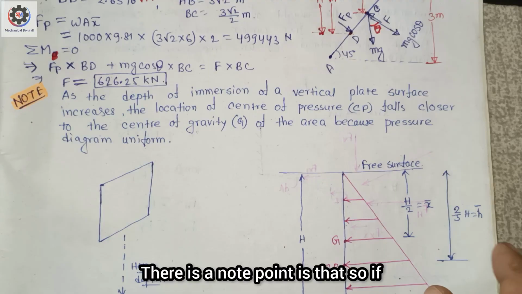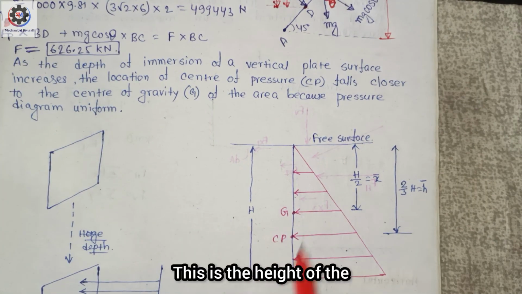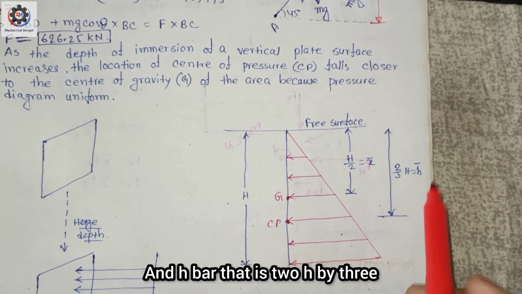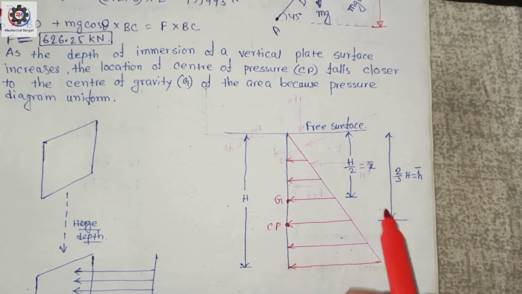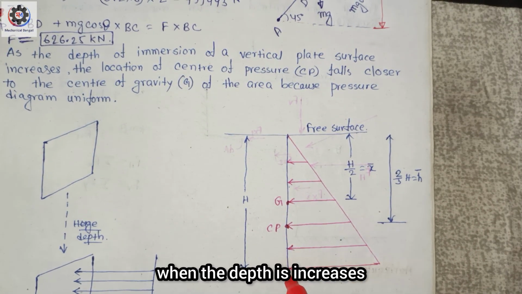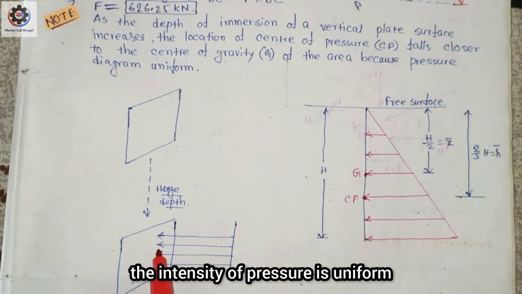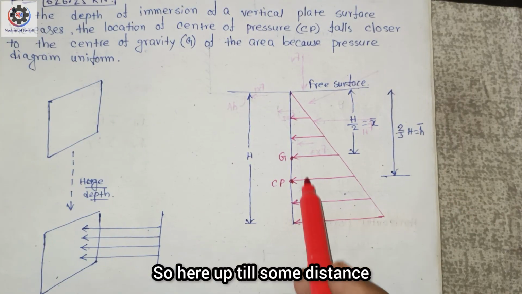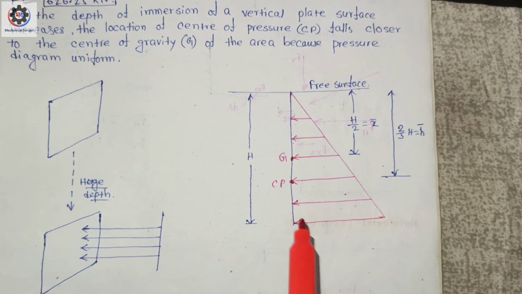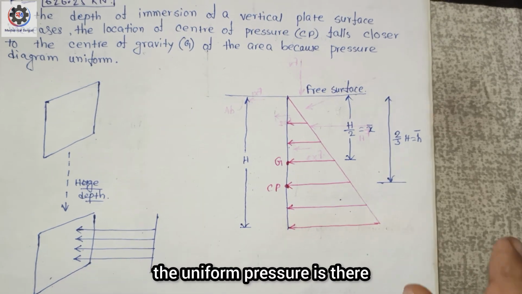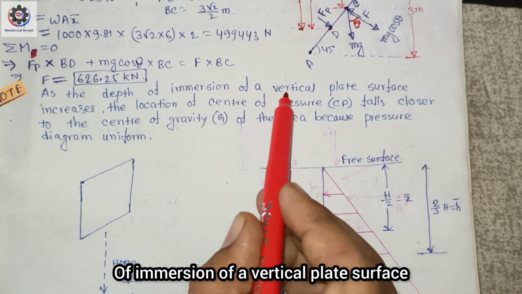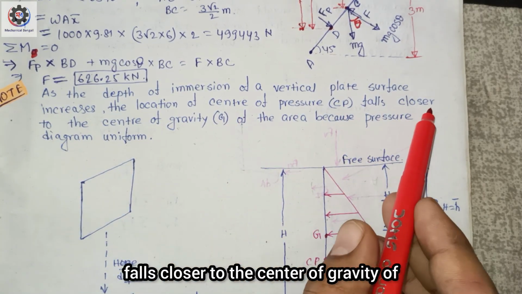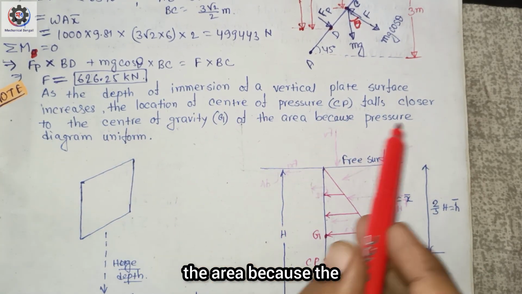Now there is a note point: if there is a free surface and this is the height of the plate, this is the center of gravity, this is the center of pressure, then x bar is equal to h by 2 and h bar is 2h by 3. Here we see that the pressure changes as the depth increases, but at huge depth the intensity of pressure is uniform. So after some distance the pressure changes along depth, but at huge depth the pressure is uniform. As the depth of immersion of a vertical plate surface increases, the location of the center of pressure falls closer to the center of gravity of the area, because the pressure diagram is uniform.